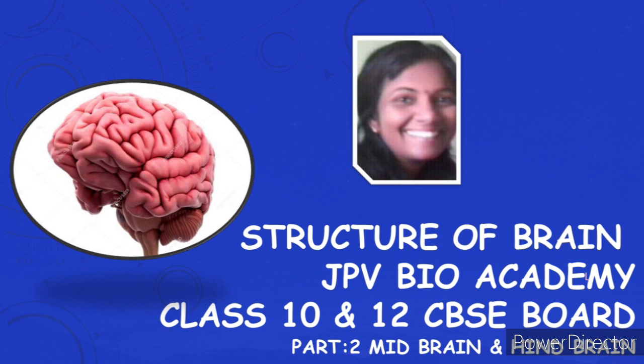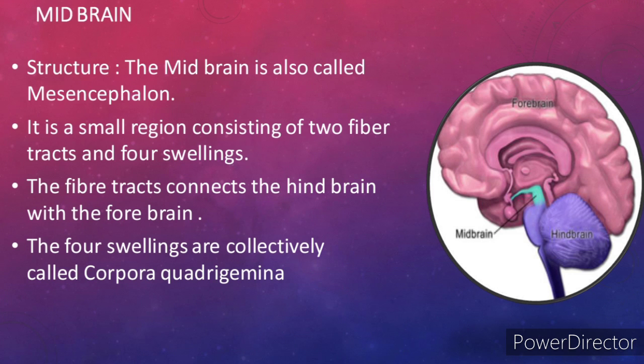Now we are going to see part 2, midbrain and hindbrain of the human brain. Coming to the midbrain. Structure of the midbrain. Midbrain is also called mesencephalon. It is a small region consisting of 2 fiber tracts and 4 swellings. The fiber tracts connect the hindbrain and the forebrain. The 4 swellings are collectively called corpora quadrigemina.